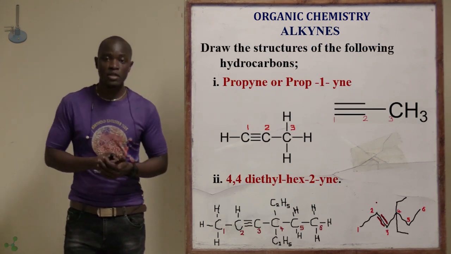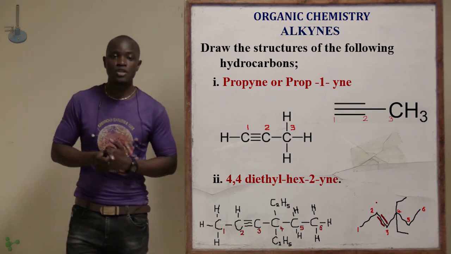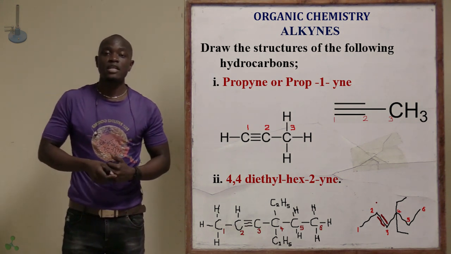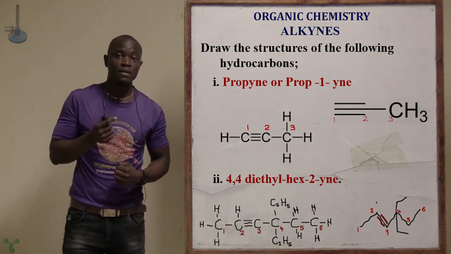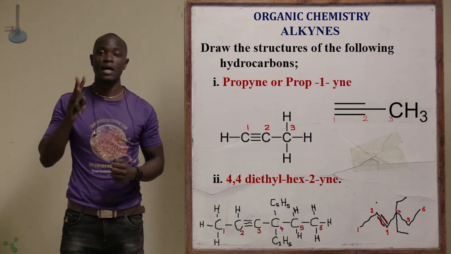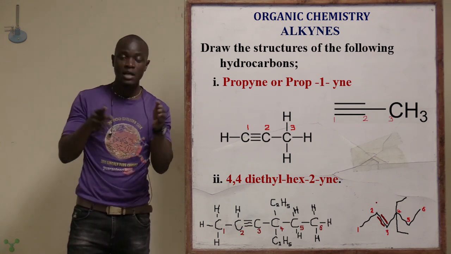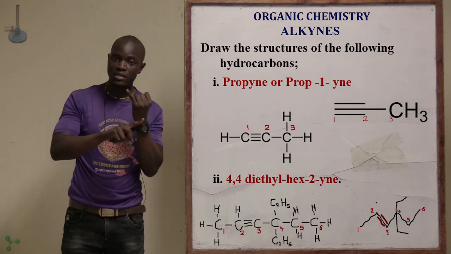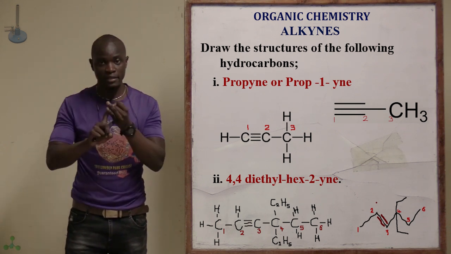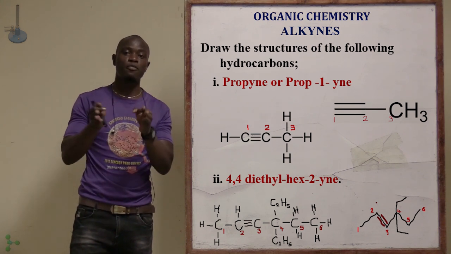Let's look at questions. For example, if you have been asked to draw the structure of the following hydrocarbons, and we have propyne. Remember, propyne means we have how many carbons? Prop means three carbon atoms. So we have only three carbon atoms. Remember the first carbon atom is called meth. If we have two carbon atoms, it's eth. Then prop is three carbon atoms. So we have been told the structure of propyne.